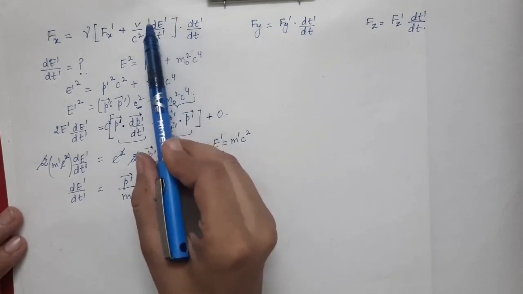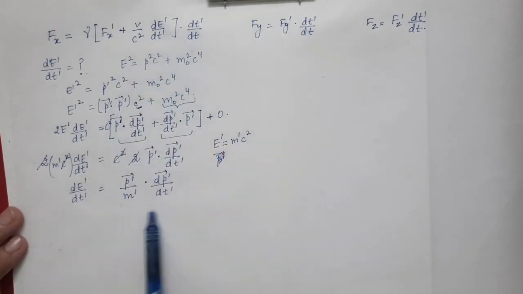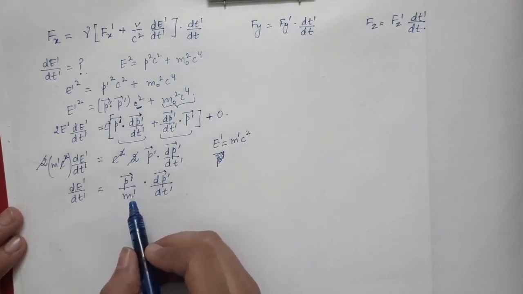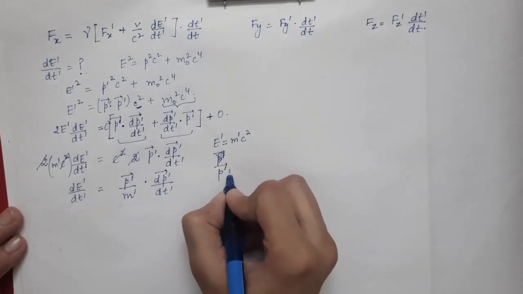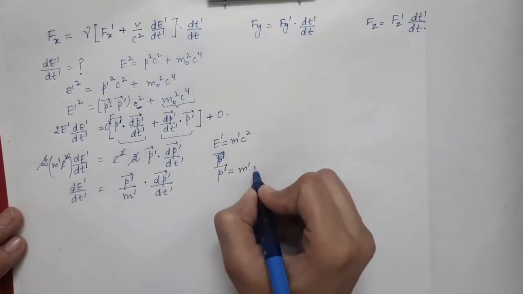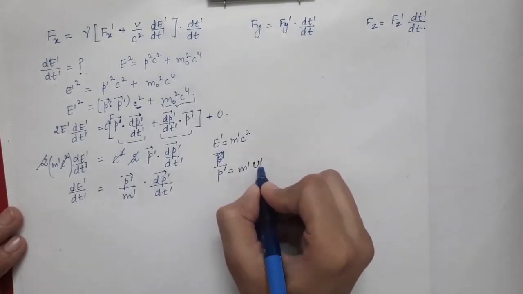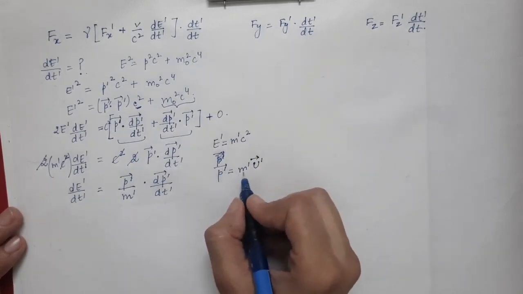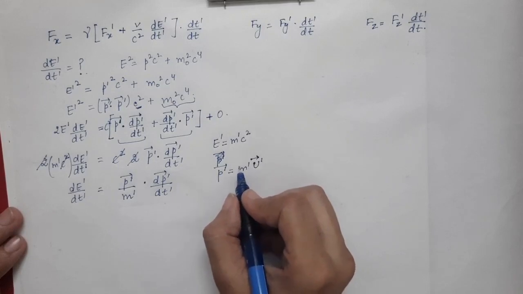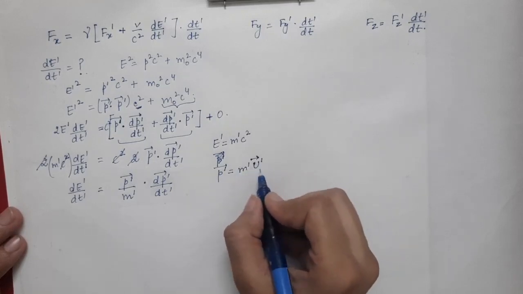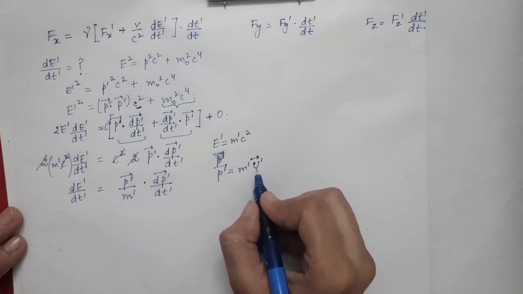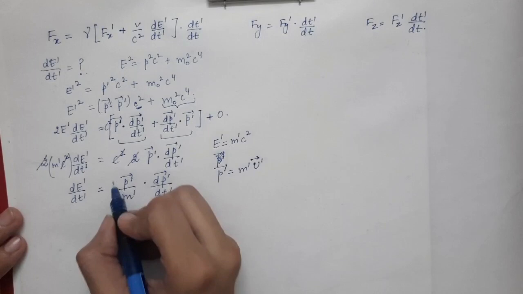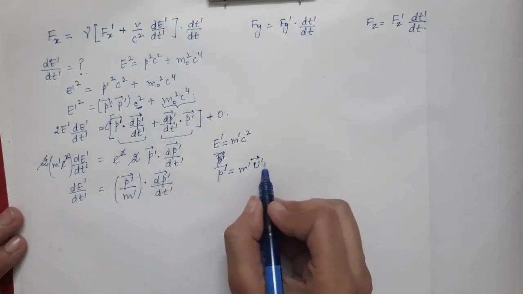So we wanted to find dE prime by dt prime, and that has come out to be equal to this factor. Now this P vector prime by M prime. P vector prime is nothing but equal to mass of the particle times the velocity of the particle in the S prime frame. So P prime vector is equal to the mass of the particle in S prime frame times the velocity of the particle in S prime frame, which is nothing but U prime vector. So P vector prime divided by M prime will be nothing but equal to U prime vector.